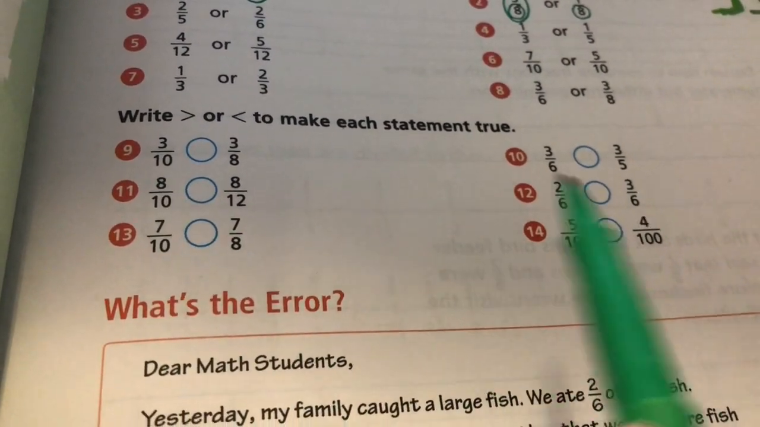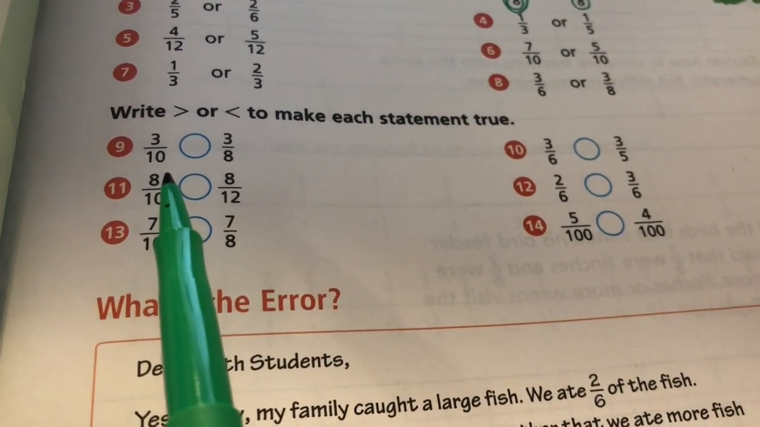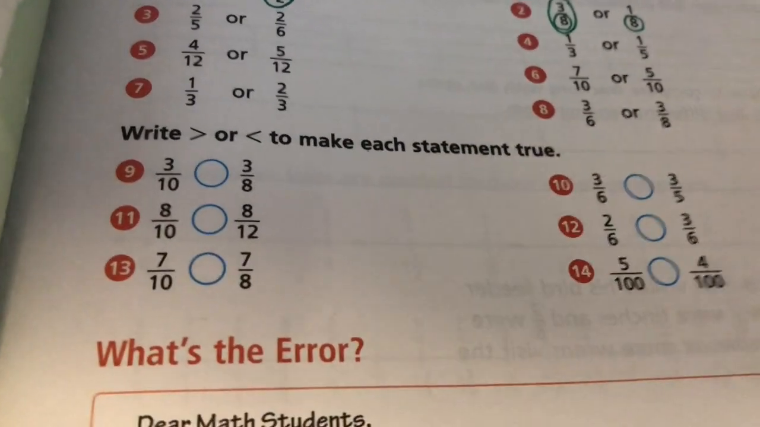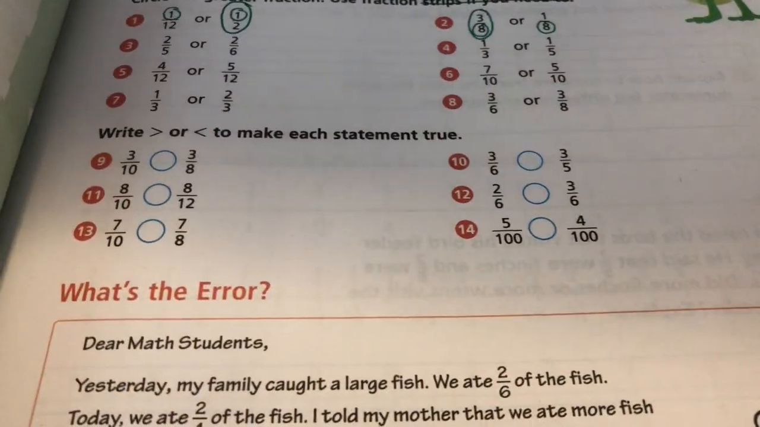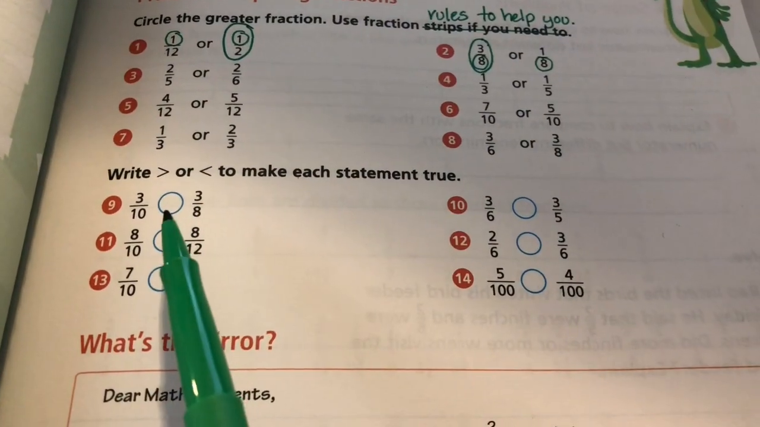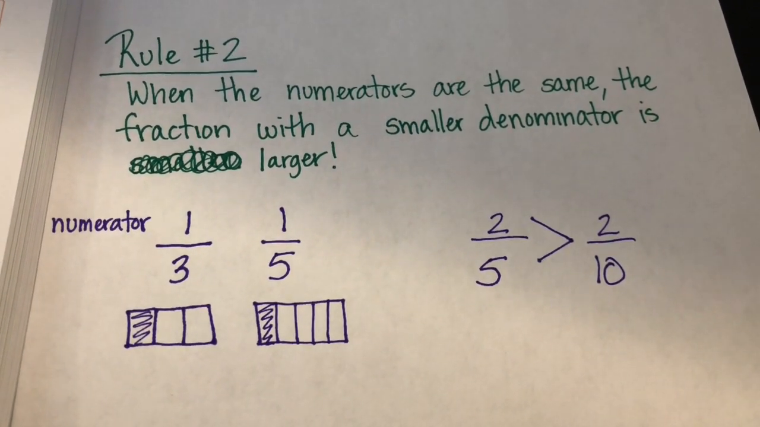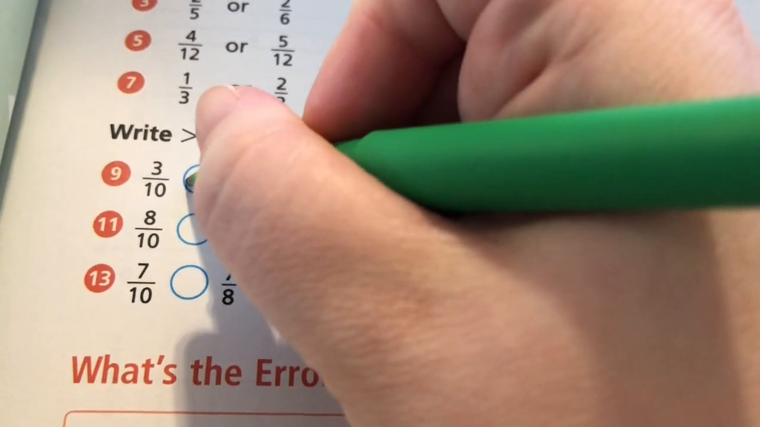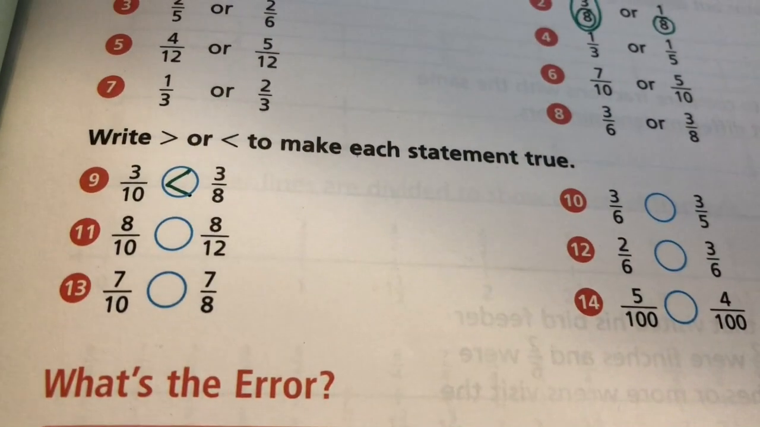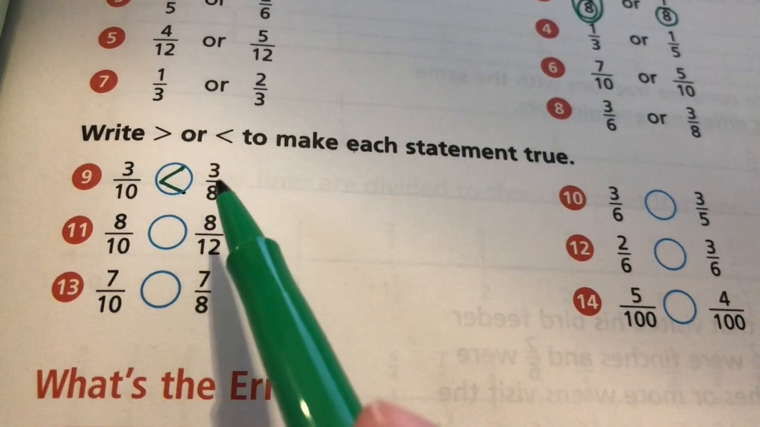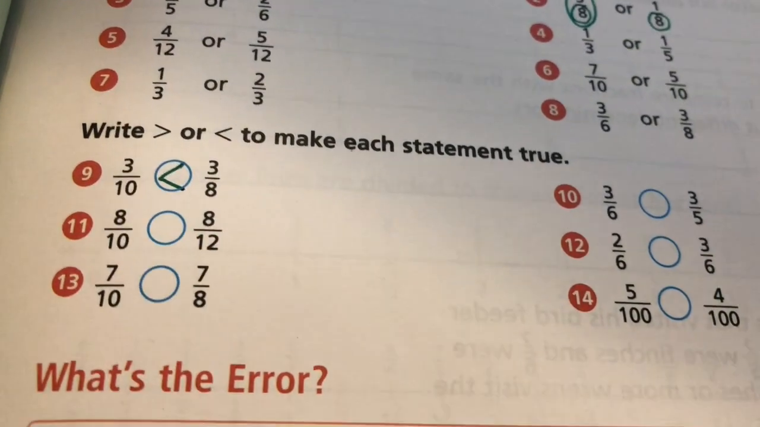So I'll go ahead and do 9 and 10 with you. So 3/10 versus 3/8. It looks like the numerators are the same. And if the numerators are the same, that means we're going to rule number 2. When the numerators are the same, the fraction with the smaller denominator is larger. So we're going to look for the smaller denominator. So that's going to be 3/8. So we would write 3/8 is bigger than 3/10 because 1/8 pieces are bigger than 1/10 pieces.